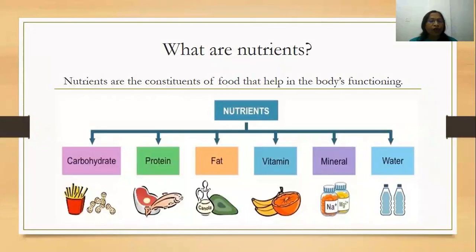From which food do we get carbohydrate, or what does carbohydrate provide us? Carbohydrate provides us energy. For doing work, we always require energy. So from where do we get this energy? We get it from carbohydrate. Fat also provides us energy, and fat also helps in insulating the body. So we require carbohydrate and fat for energy.